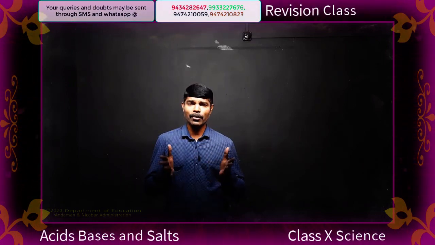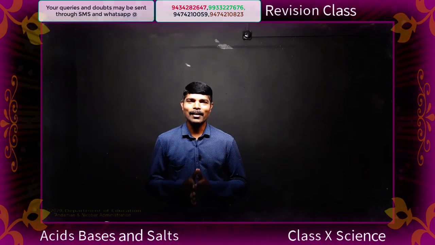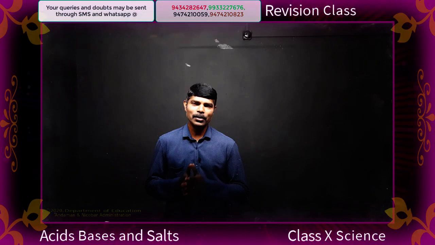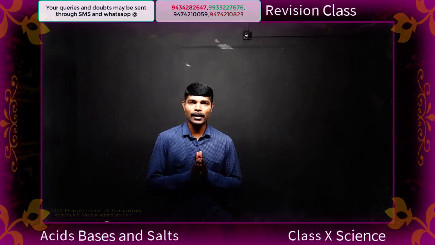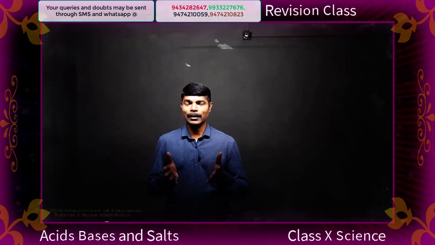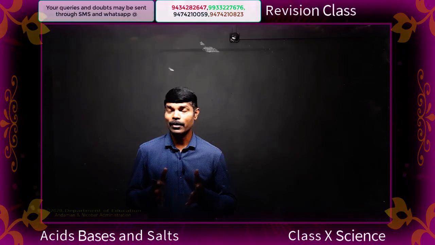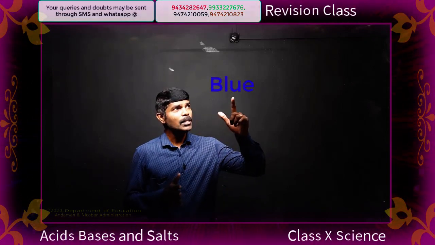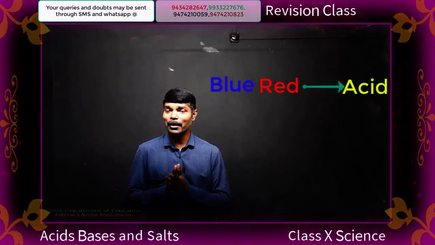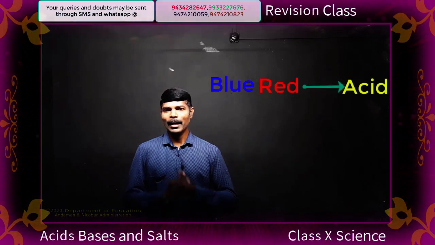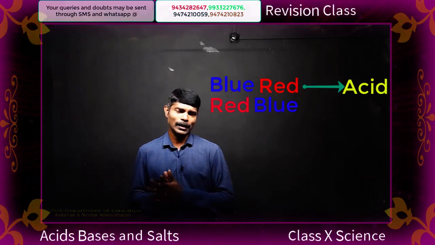In order to test for the presence of acids and bases, we use an indicator. What is an indicator? Indicators are those substances which indicate the presence of acids and bases by changing their color. Usually we use litmus as an acid-base indicator. When blue litmus changes into red, we call it acid. So in acidic medium, blue litmus changes into red, and in basic medium, the red litmus changes into blue. This you always keep in mind.